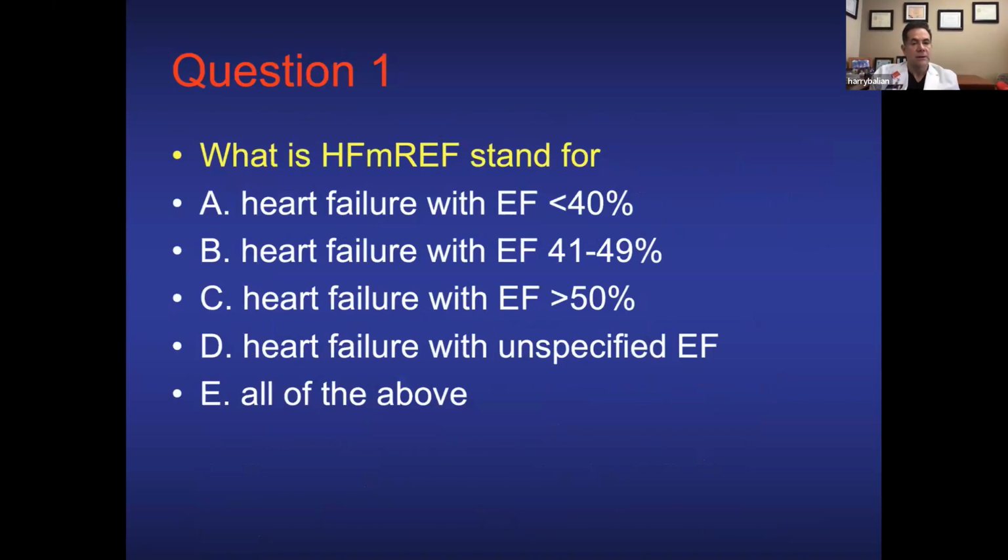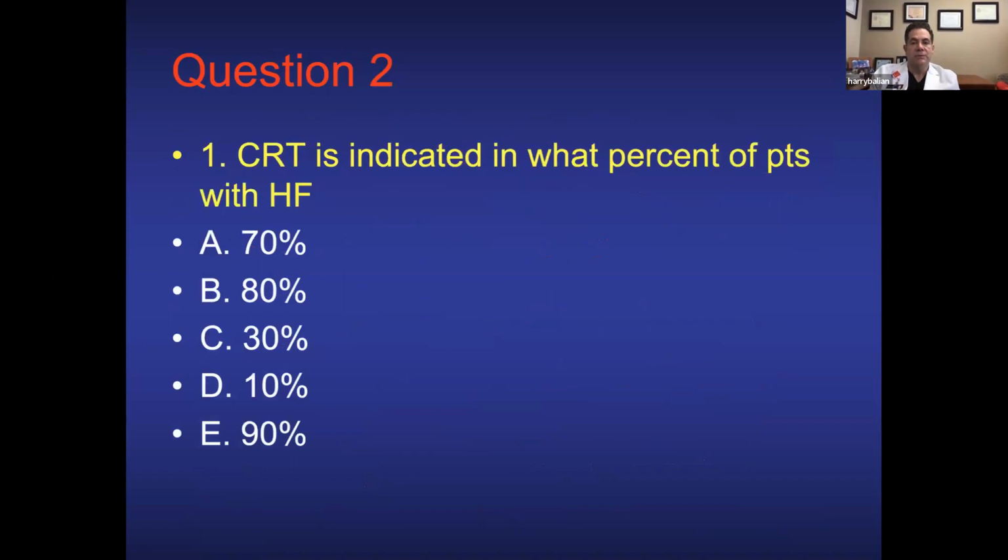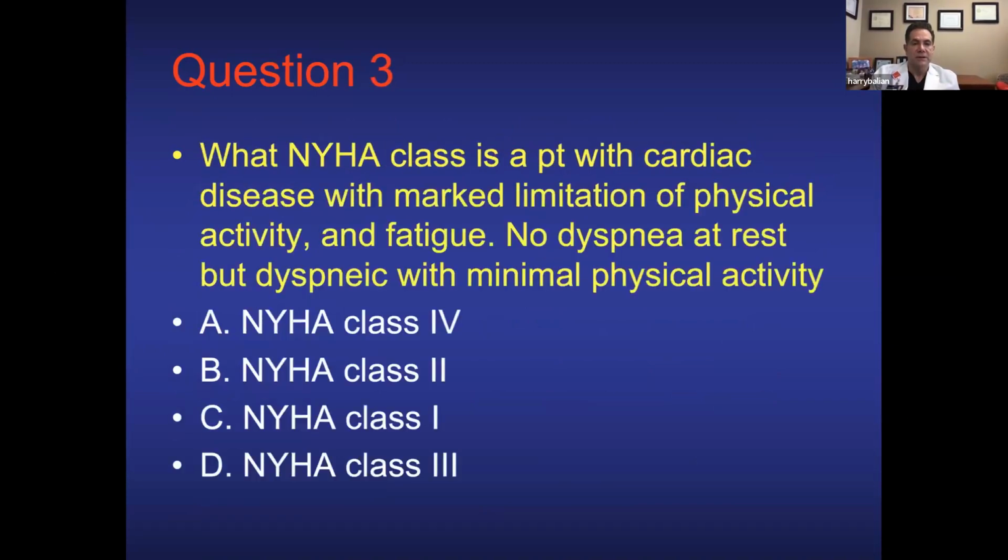So question 1: what does the intermediate EF in heart failure stand for, and what's the EF, I should say? And the answer is B, heart failure with EF between 41 to 49%. Question 2: CRT is indicated in what percent of patients with heart failure? The answer is 30%. Question 3: what NYHA class is a patient with cardiac disease, marked limitation of physical activity and fatigue, no dyspnea at rest, but dyspneic with minimal physical activity? And the answer is D, NYHA class 3.